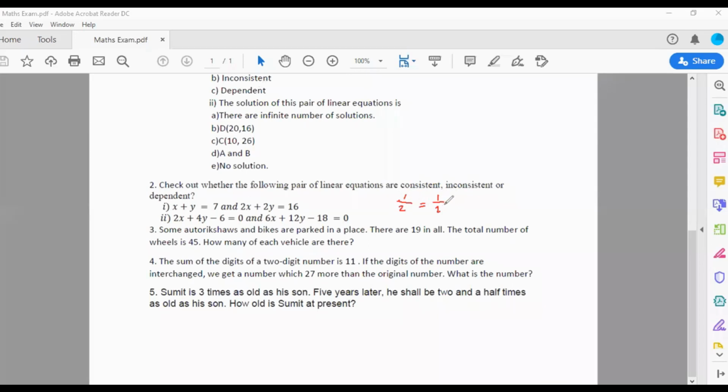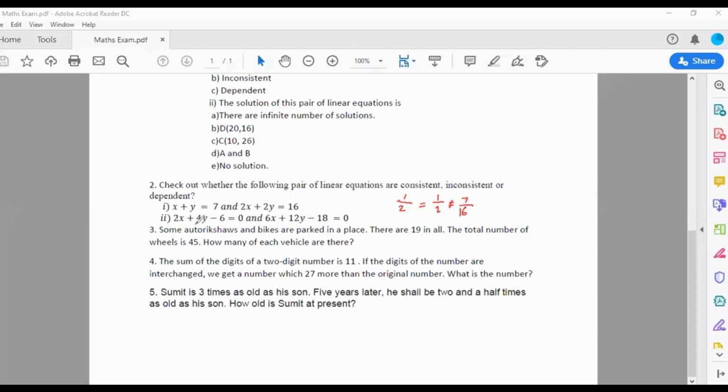Then move on to the constant terms, the ratios of constant terms. What is that? 7 by 16. So is this equal? No, not equal. So this pair of linear equations is what? Inconsistent, right? Inconsistent is the correct answer.